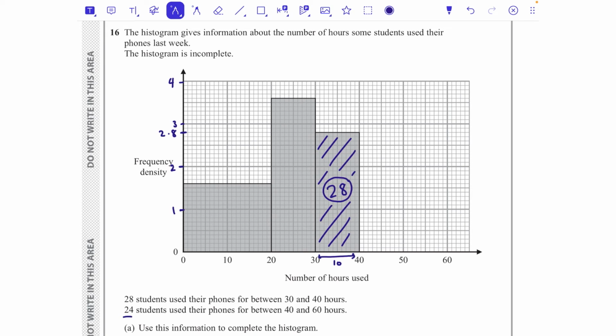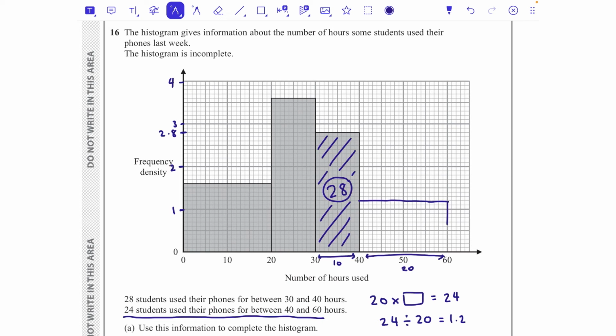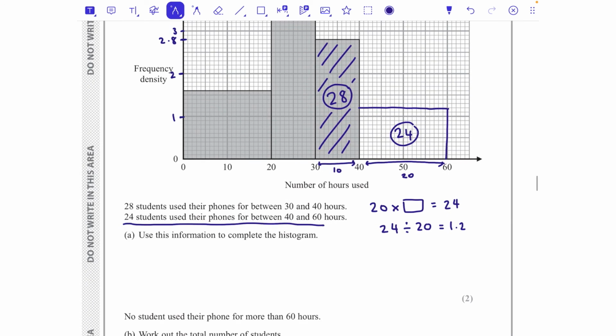So then if I want to do 24 students use their phone for between 40 and 60 hours, I need the area of the bar. This is going to be 20 wide. So I'm going to do 20 times something to give an area of 24. So 24 divided by 20 is 1.2. So therefore I know that that bar is going to go up to 1.2, so that when I do base times height, that has an area of 24. Uses information to complete the histogram, so that's fine, we've done that.